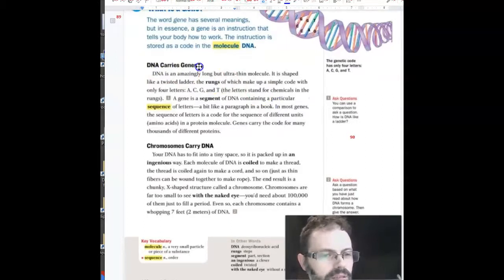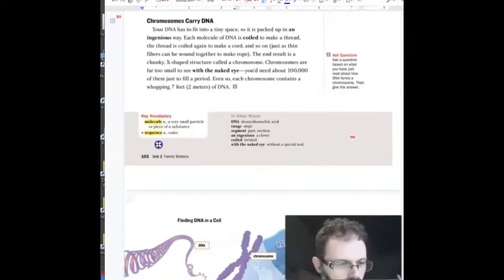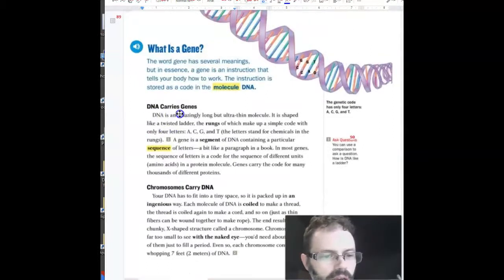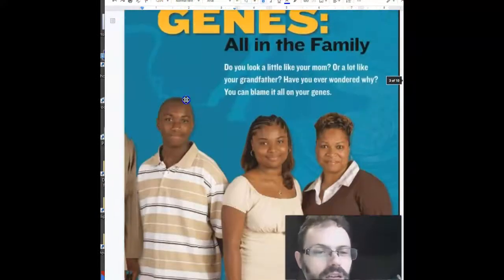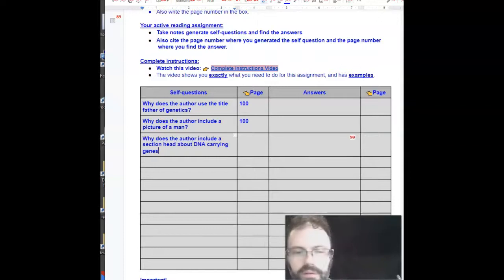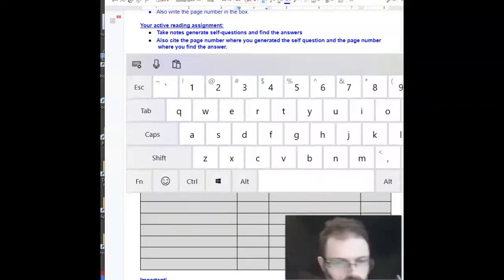Why does the author include a head about DNA carrying genes? So we got to use a little bit of the words here. DNA carries genes. Okay, let's see. DNA carries genes. That's page 102. Remember, this is a head, section head. So we're going to go up here. We'll say, how about this? Why does the author include a section head about DNA carrying genes? Question mark. All right, something like that. That was page 102.